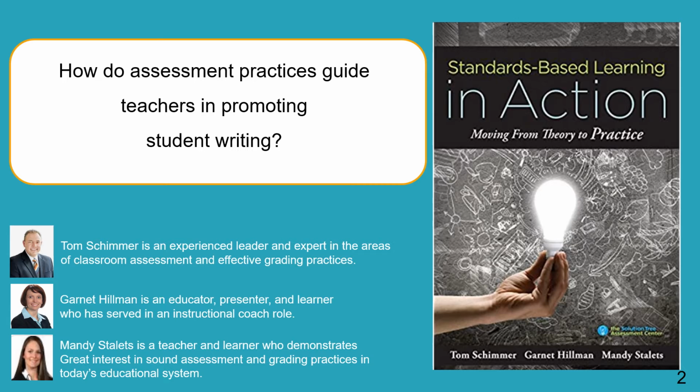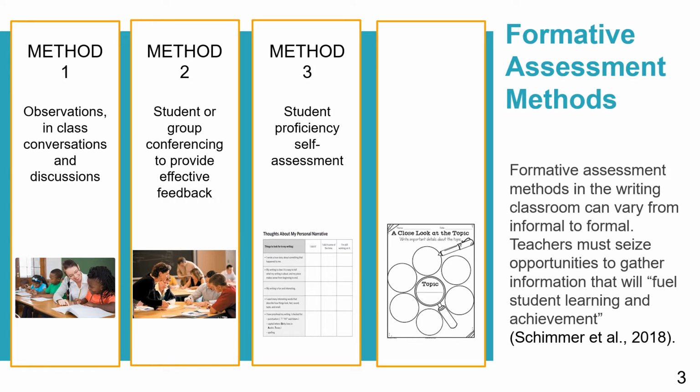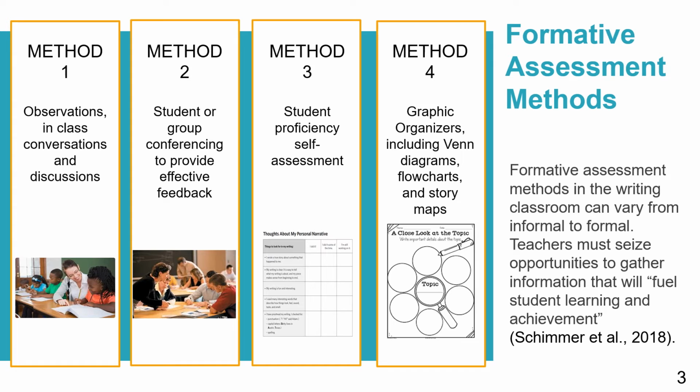Our main focus will be how these assessment practices guide teachers in promoting student writing. Formative assessments gauge student understanding of the writing process and progress through classroom observations, effective feedback, self-assessment, and tools such as Venn diagrams and flowcharts. Teachers gather information that will, as Schimmer and his colleagues mention, not only provide teachers with data, but also fuel student learning and achievement if conducted with purpose. Teachers must be strategic when conducting these activities.